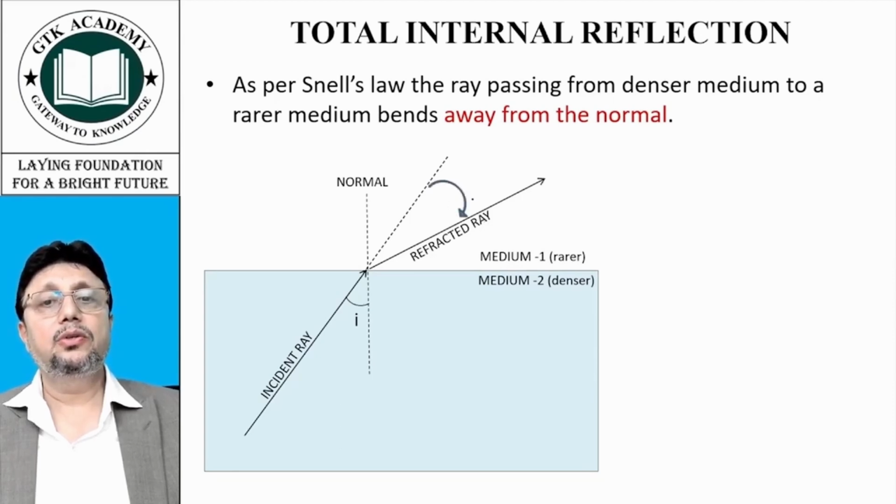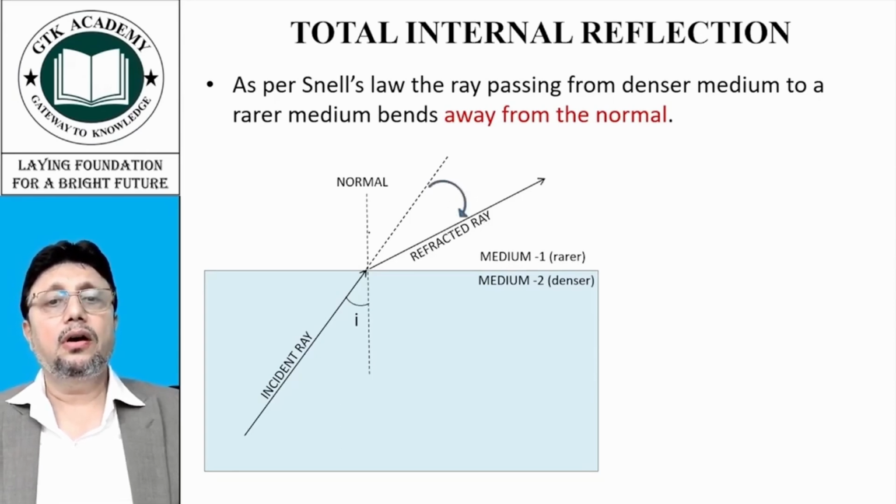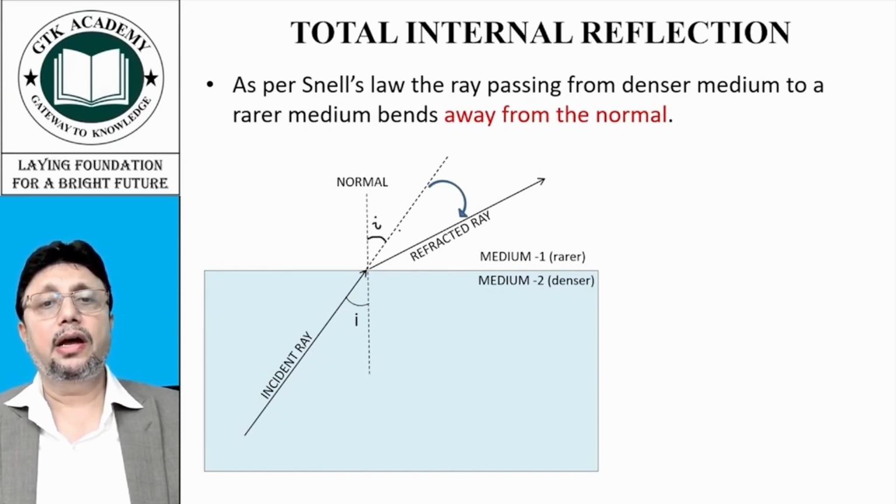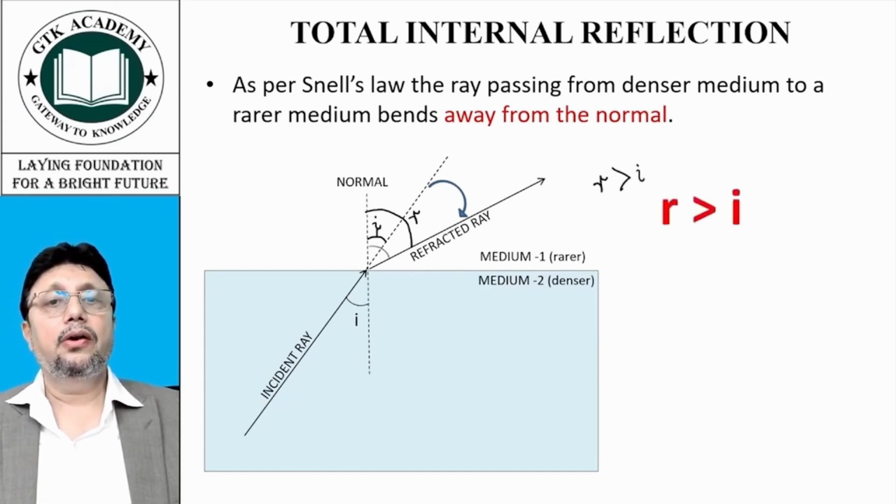So that means you can see. Now it is clearly visible that this angle is I, this angle is also I. So angle of refraction, this is angle of refraction. It can be easily seen that R is greater than I. Right. So please note this also because it's going to be used.